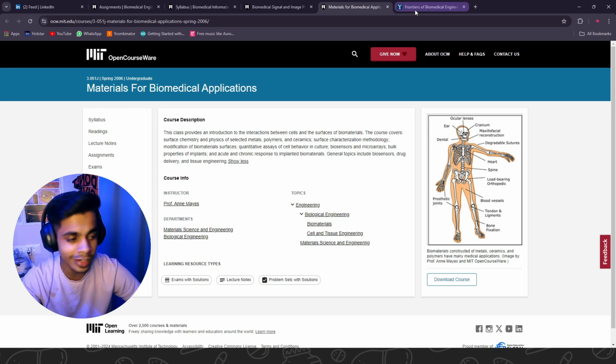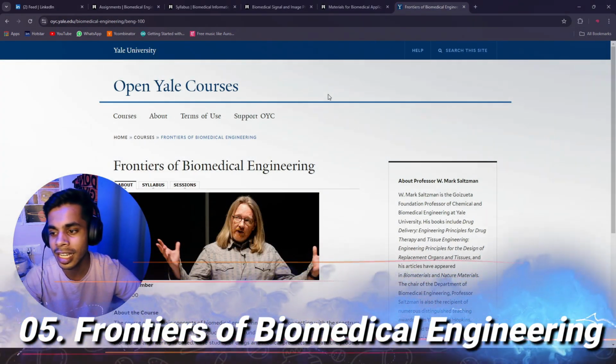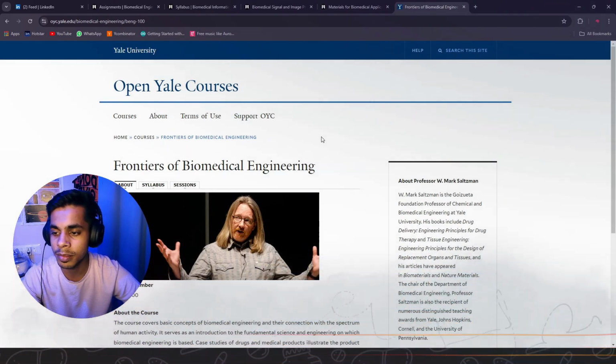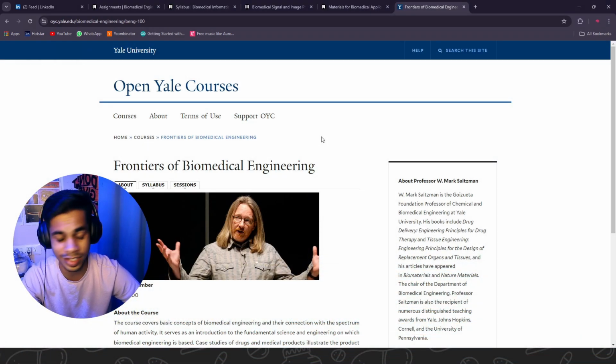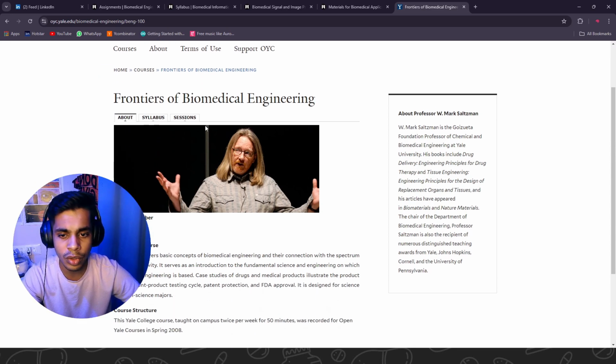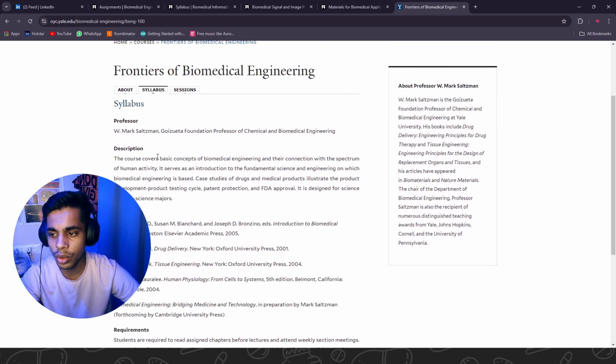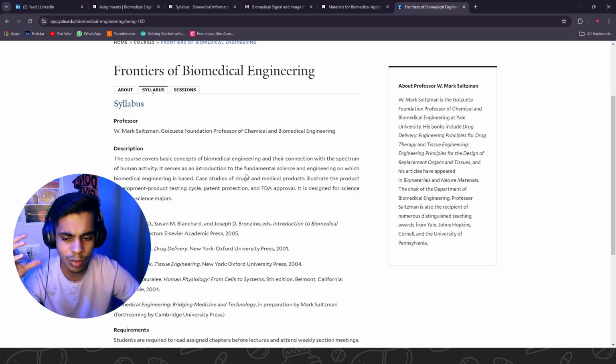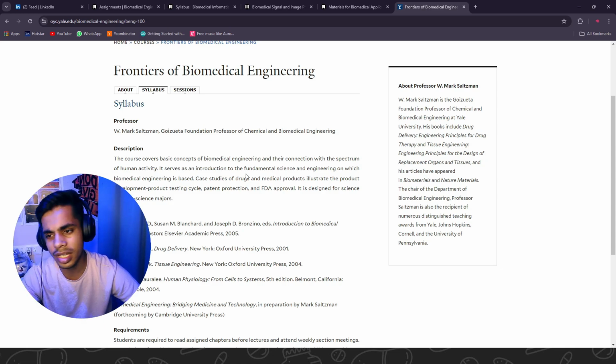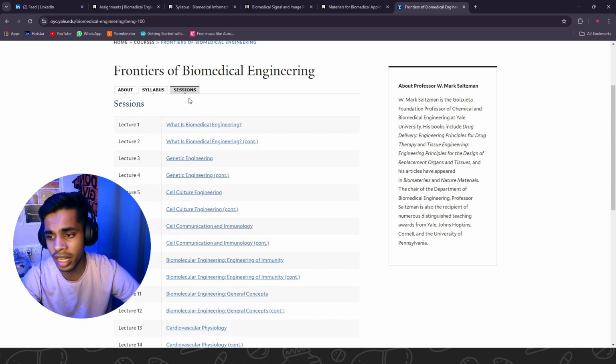And the fifth and the evergreen course in the biomedical engineering field is this course by Mark Saltzman, my favorite professor, I would say. It's called Frontiers of Biomedical Engineering. It is a really wonderful course. He starts from scratch. If I take you through the syllabus, the course covers basic concepts of biomedical engineering and their connection with the spectrum of human activity. Basically you understand what the different human body parts are. You start with anatomy, then you get into basics of the biomedical industry, signal processing, image processing. So again, a wonderful course.